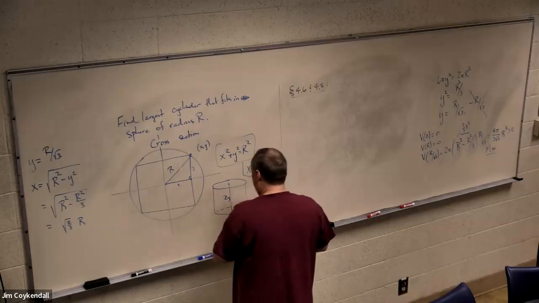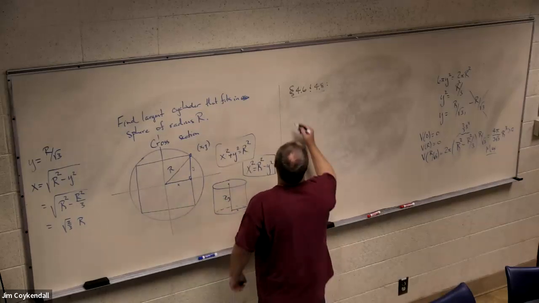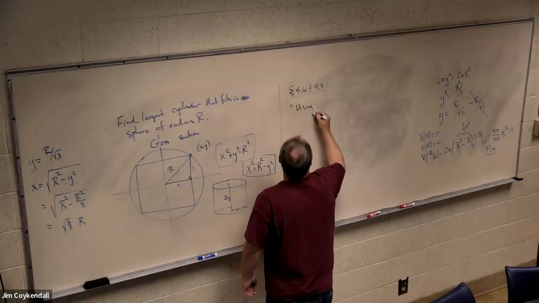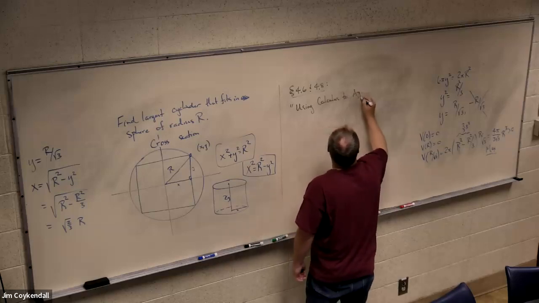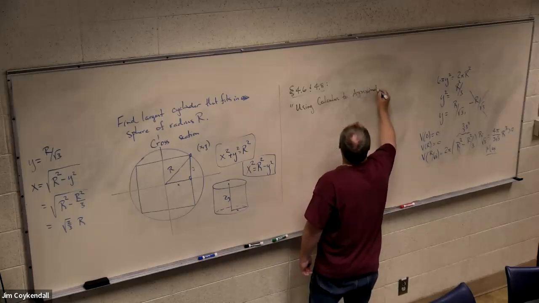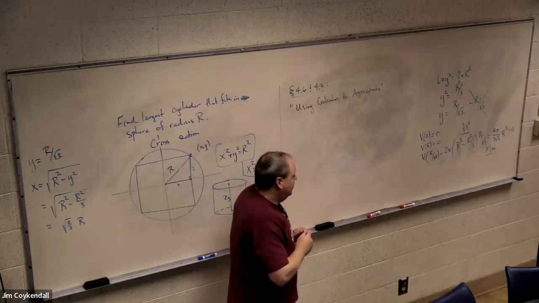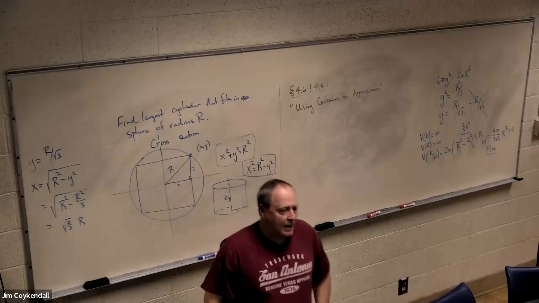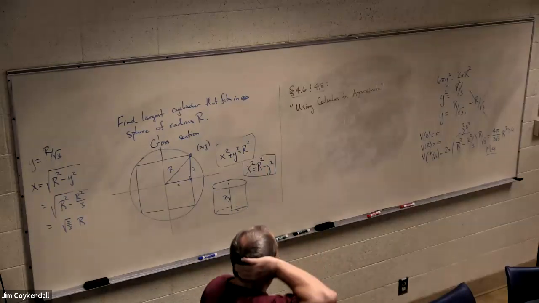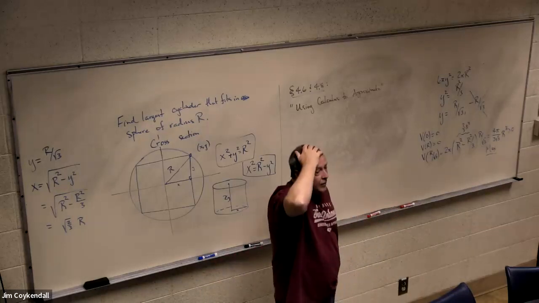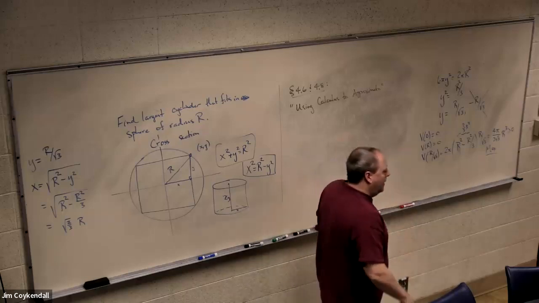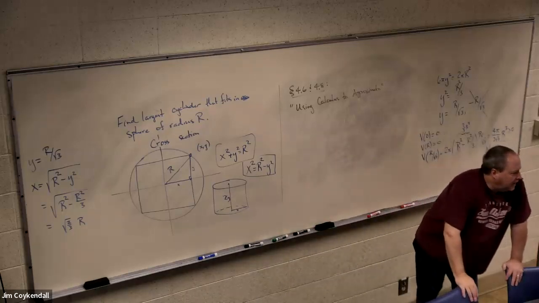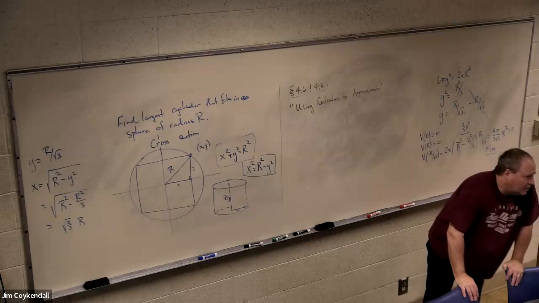The theme here is using calculus to approximate. I'm telling you, if you're a scientist or an engineer, sometimes you need numerical results. Very often you do. And very often your numerical results are not going to be exactly perfect. You need to have an approximation. And with a good approximation, you need a way to be critical of your own approximation. Is your approximation too big? Is it too small? How close is it?